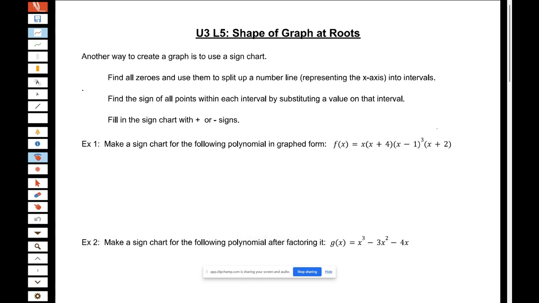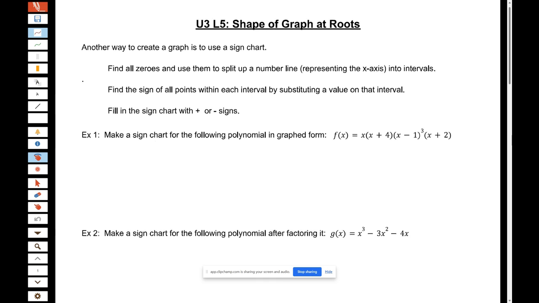So we're going to first make a sign chart. We can graph a polynomial function without a sign chart using the end behavior and the roots and also the multiplicity. But in calculus, you need sign charts when you do derivatives. So I'm going to show you them as well.